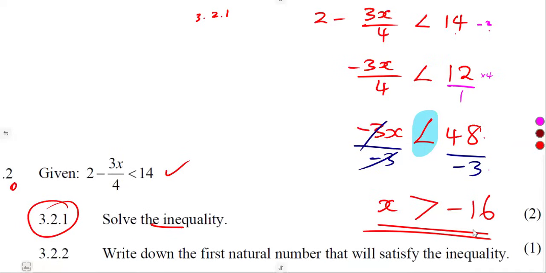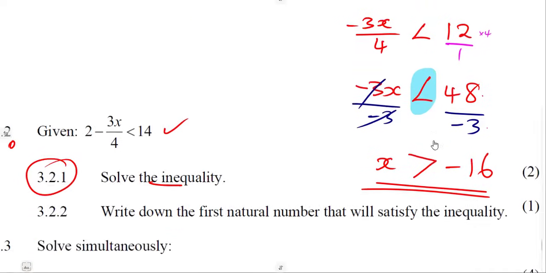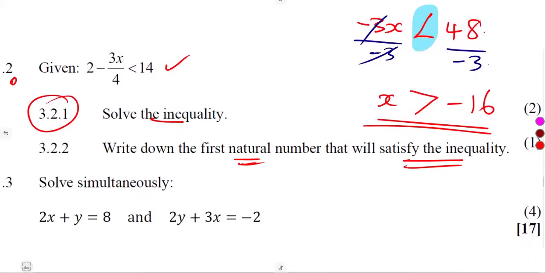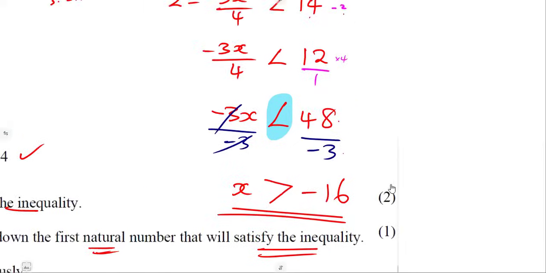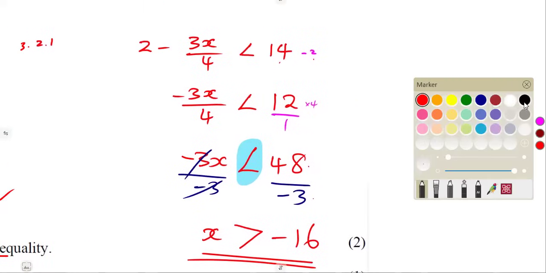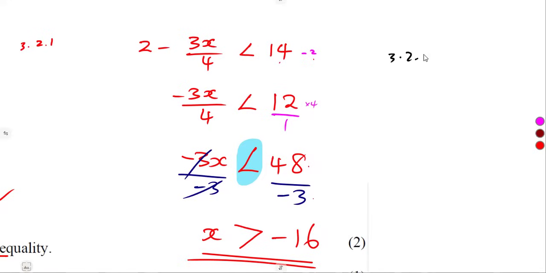That was the consideration of our question. So you must be able to know how to attempt these questions. Then 3.22: write down the first natural number that will satisfy this inequality that we solved. What is the first natural number? Remember, natural numbers are counting numbers where 0 is not included.